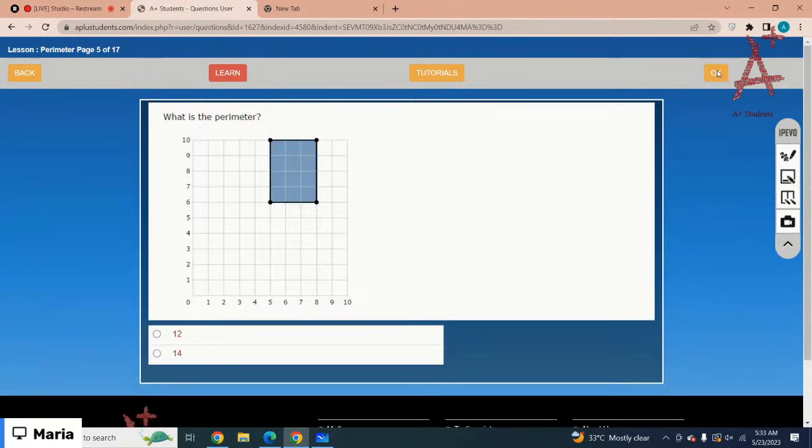Okay, what is the parameter? The parameter of this one is 14.